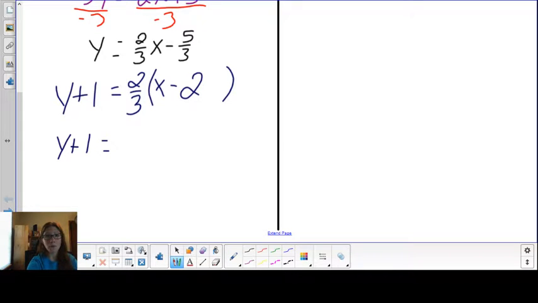Can't simplify x minus 2. I don't know what x is, but I can multiply that 2/3 in. So I have 2/3 x minus, remember there's that invisible 1 underneath the 2. And when I multiply fractions, I do top times top. So 2 times 2, which is 4. And bottom times bottom, so 3 times 1 is 3. So my answer is 4/3.